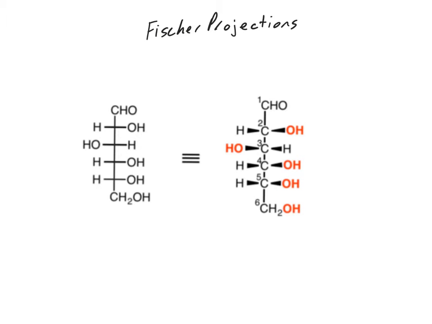Hey class. So what we're going to look at now is Fischer projections of sugars. If we look over here on the left, the way you want to draw Fischer projections is you're going to take the most oxidized carbon. Don't forget that this one up here is the shorthand for an aldehyde. So let me just draw it out for you real quick.